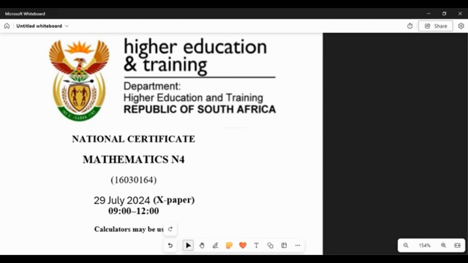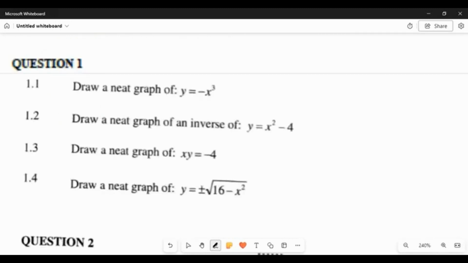Alright guys, let's go and check question 1. So this is our question 1. As you can see, question 1 has 4 questions here, but we want to start with this one, which is 1.1. So I'm going to cut this question and paste it somewhere where we'll have enough space.